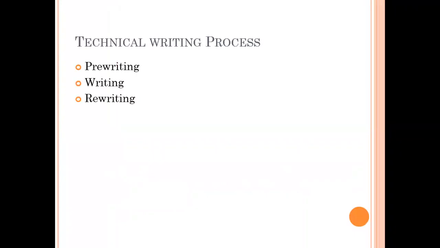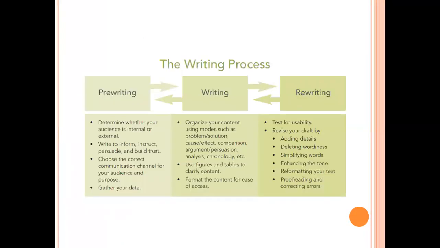So the technical writing process contains 3 things: pre-writing, writing, and rewriting. Let's have a detailed look at them in the next slide. So we have pre-writing, writing, and then rewriting. When we talk about pre-writing, it has to be focused on a few things. First, determine whether your audience is internal or external. Then write to inform, instruct, persuade, and build trust. Choose a correct communication channel for your audience and purpose.